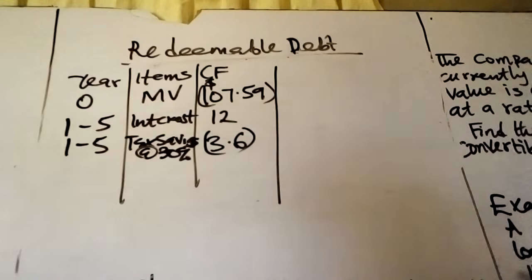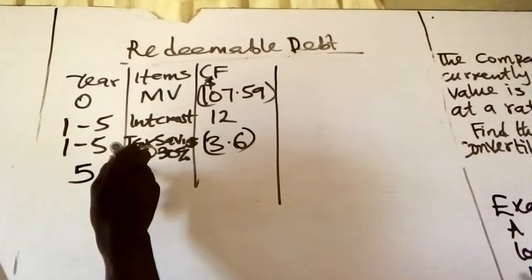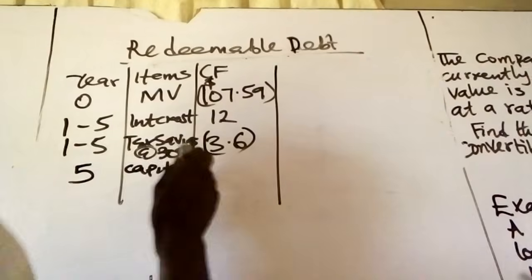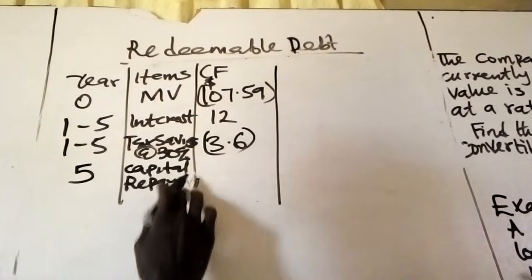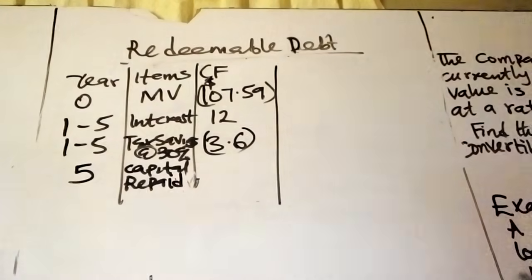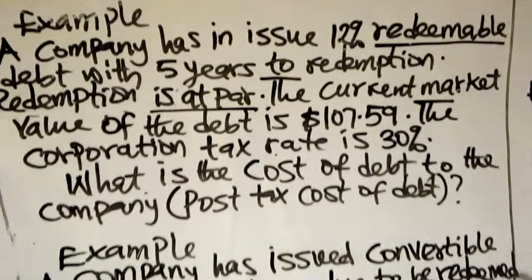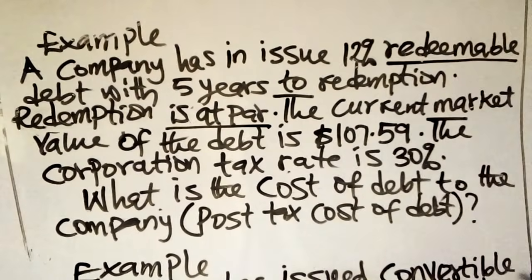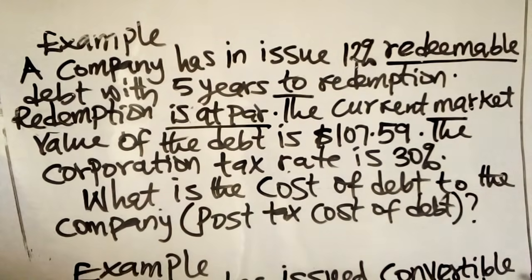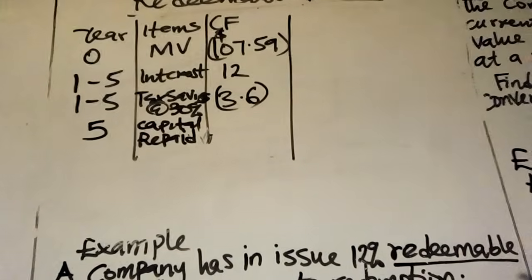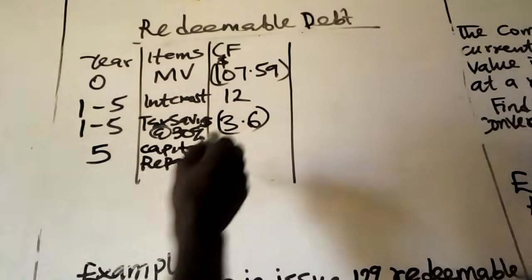Then at the end of the period, you have the capital repayment. How much will be repaid at the end of those 5 years? You were told it is redeemable at par. I've told you that debentures or loans are denominated in 100. Debt is always quoted in 100 nominal. So that means the par value will be 100.